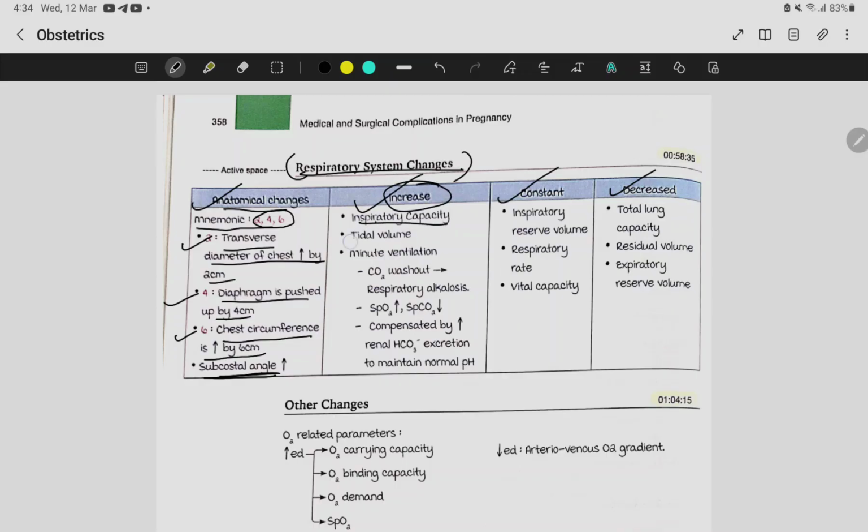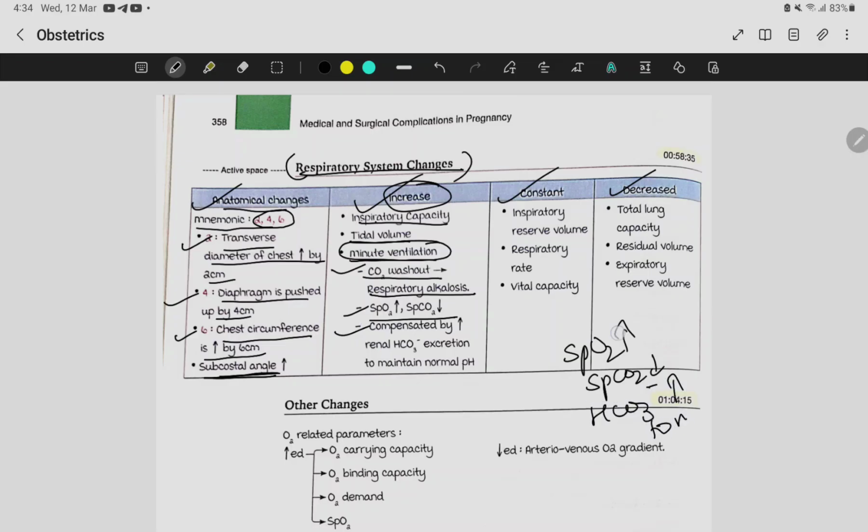Coming to the increases: there is an increase in inspiratory capacity, tidal volume, and minute ventilation. Why does the minute ventilation increase? Because carbon dioxide washout causes respiratory alkalosis. PO2 increases, whereas PCO2 decreases because of this carbon dioxide washout, and there is a compensated decrease in HCO3 minus to maintain the pH. PCO2 is responsible for maintaining the pH, right? So if this is washed out, then the counterpart of this, HCO3 in the kidneys, decreases, right?